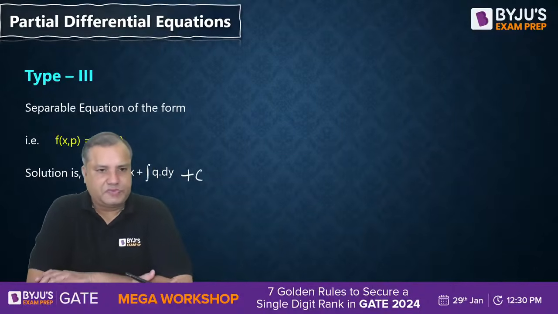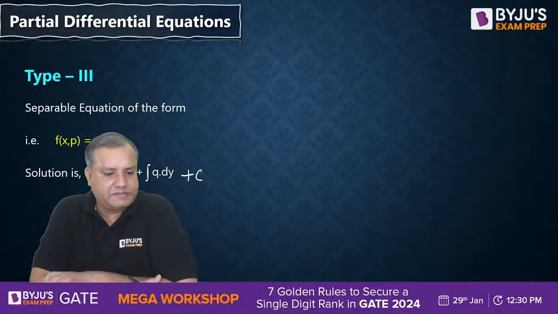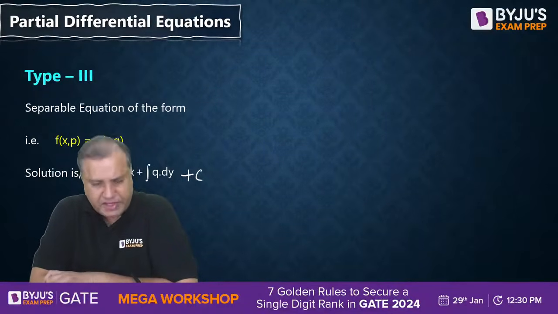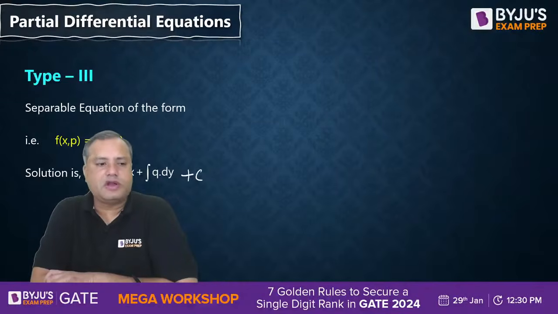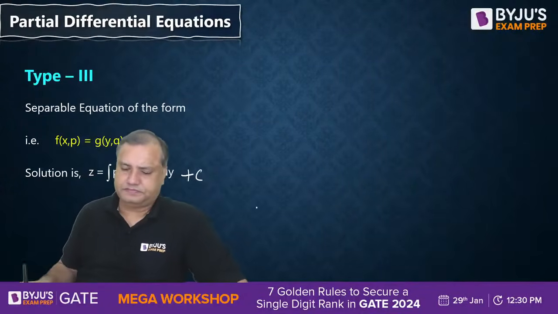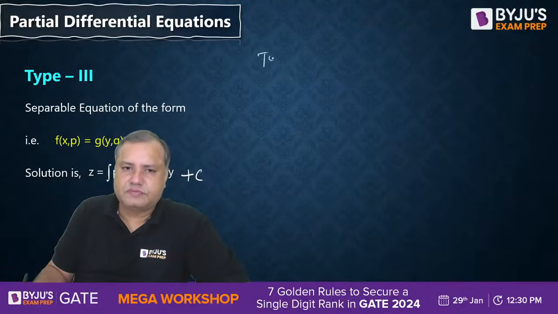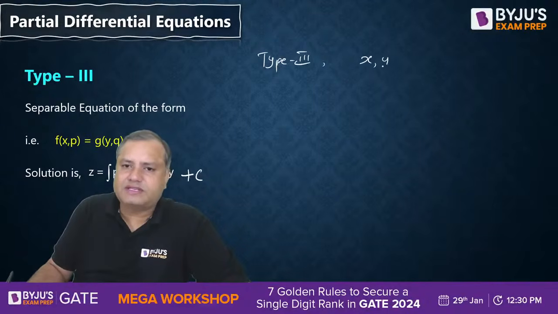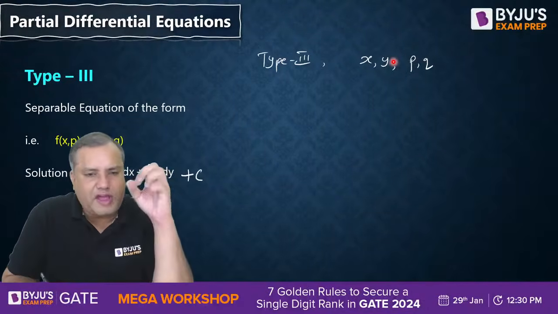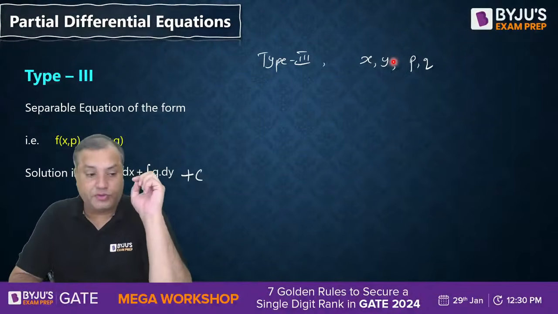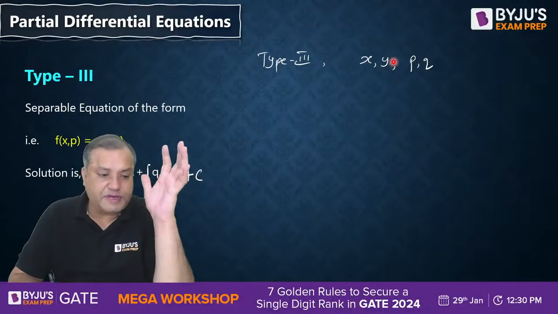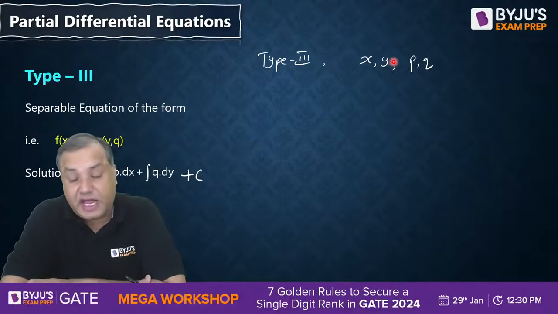Now see here, type 3. In first order nonlinear PDE, type 3, there will be 4 parameters: x, y, p and q. Z is not there. Out of 5 parameters, 4 are there: x, y, p and q. But this is of special type.